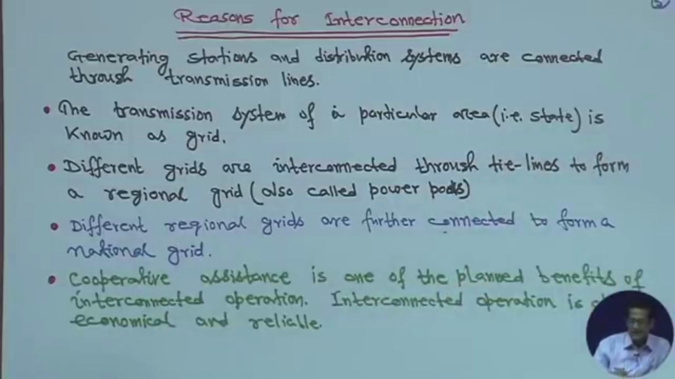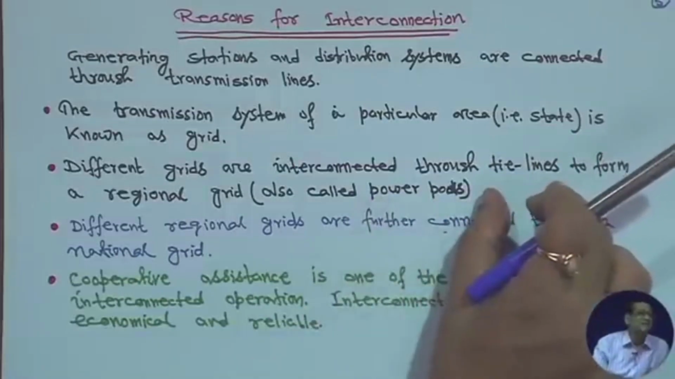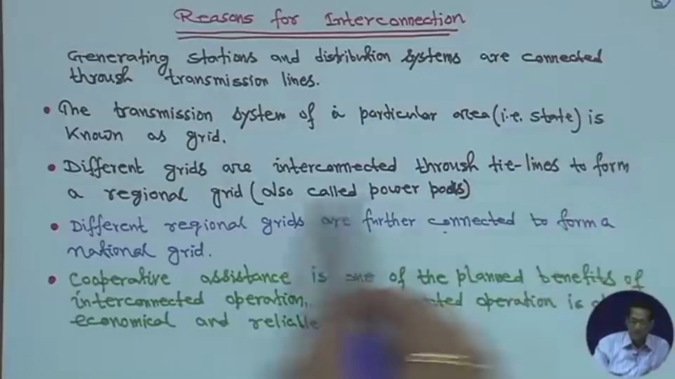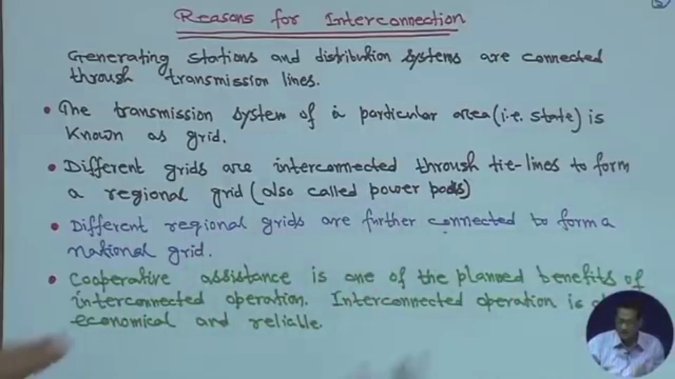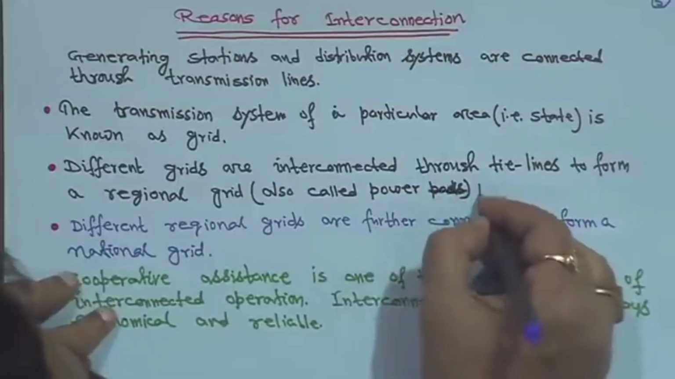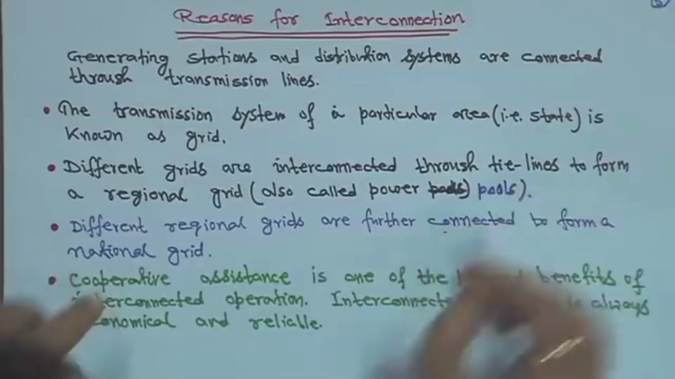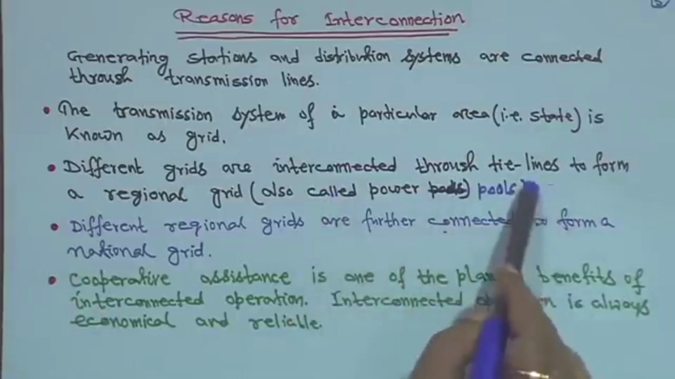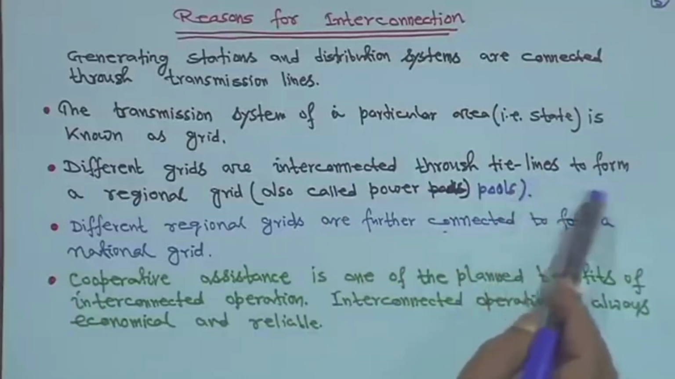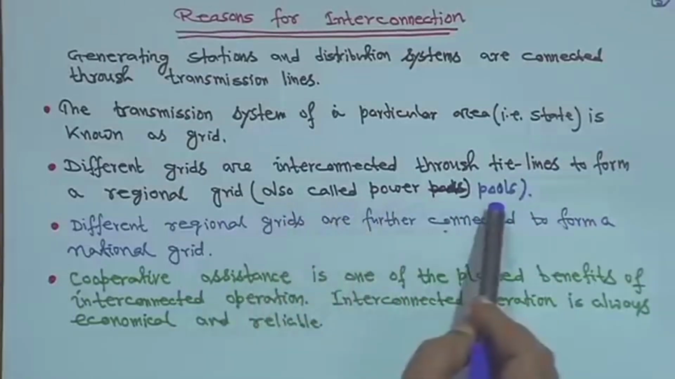Now different grids are interconnected through tie lines. A tie line means a three-phase transmission line, to form a regional grid, also called a power pool. So when different grids are interconnected through tie lines, that means three-phase lines, they form a regional grid, and this is also called a power pool.